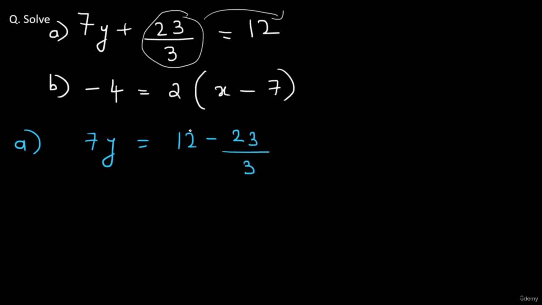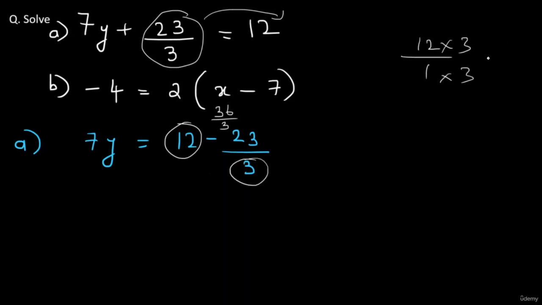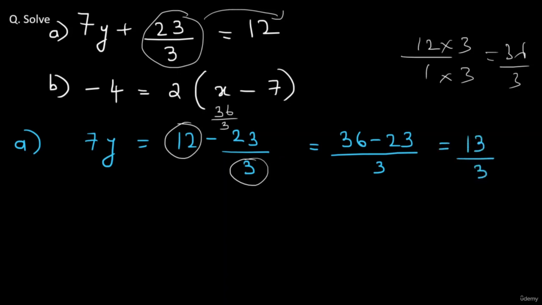All right. Now 12 can be written as 36 by 3, right? How do you do that? 12 is nothing but 12 by 1. Now I need the denominator to be 3, right? So I multiply numerator and denominator with 3. So this is equal to 36 by 3. So this part over here becomes (36 minus 23) by 3, which is equal to 13 by 3. All right. So we have 7y is equal to 13 by 3.